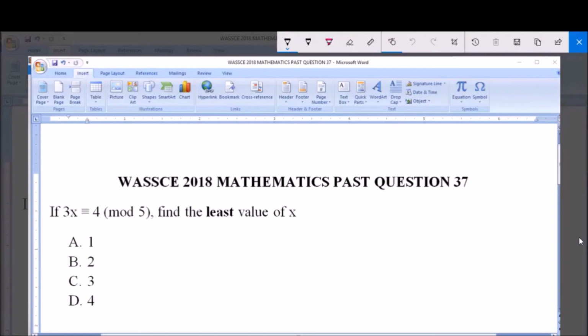Hello, good day and welcome. I will be answering WAEC 2018 Mathematics Past Question 37. If 3x equals 4 mod 5, find the least value of x. A, 1. B, 2. C, 3. And D, 4.